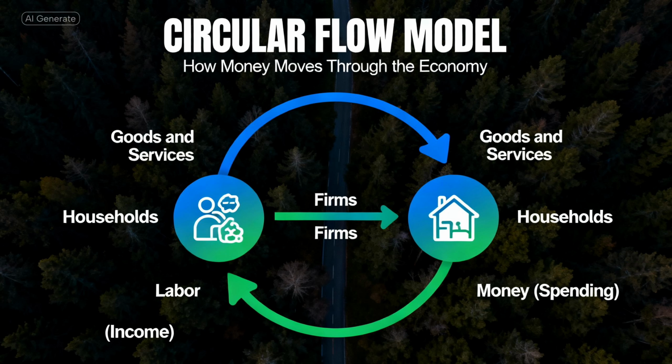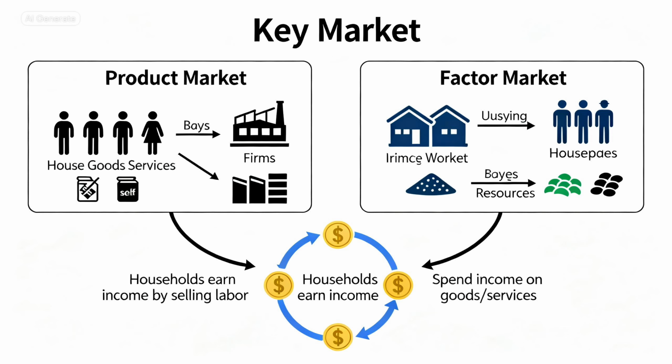Now let's talk about the circular flow model. To understand how money moves throughout the economy, we use the circular flow model. There are two key players, households and firms, and two key markets. The product market is where households buy goods and services and firms sell them, and the factor market is where firms hire workers and buy resources from households.